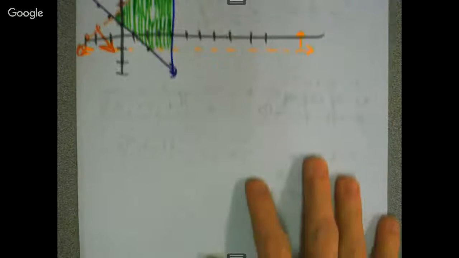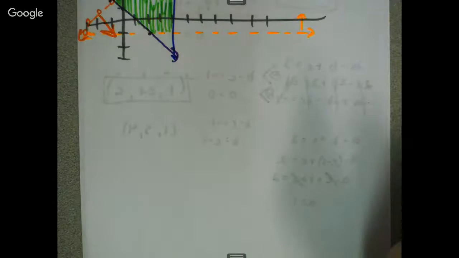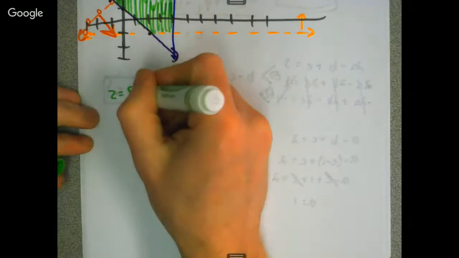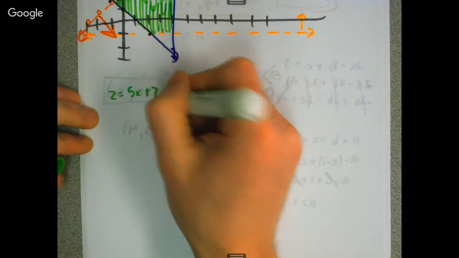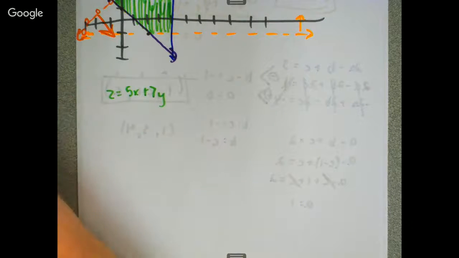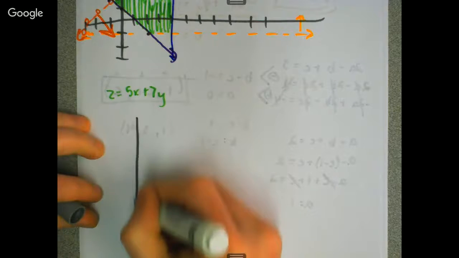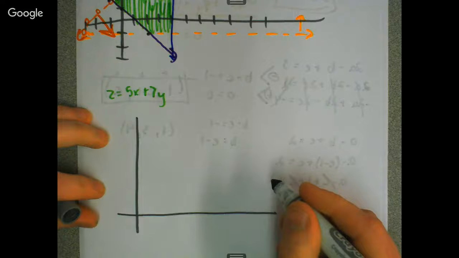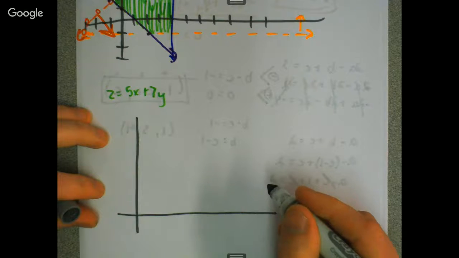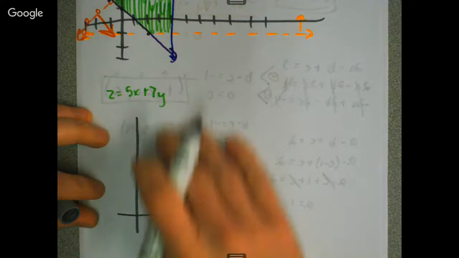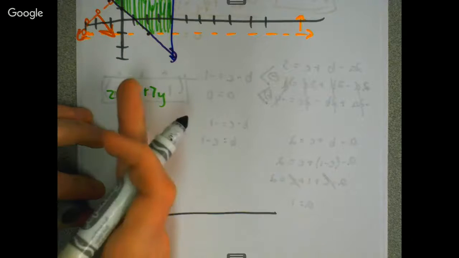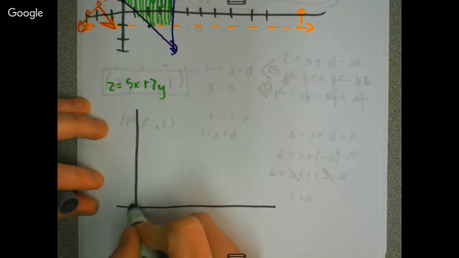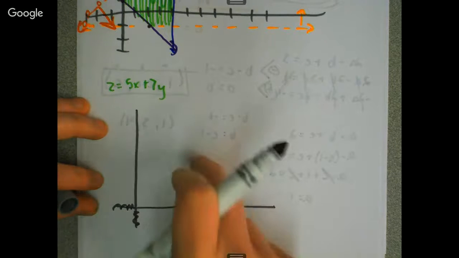Okay, so we want to minimize the function z equals 5x plus 7y, and then it gives us some constraints. So we're graphing again. Okay, so the first one is x is bigger than 0, so that's here, and y is also bigger than 0, so that's here. So we can actually ignore all of that stuff. We're in quadrant 1 right here.